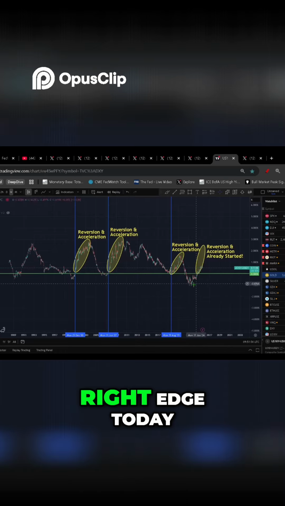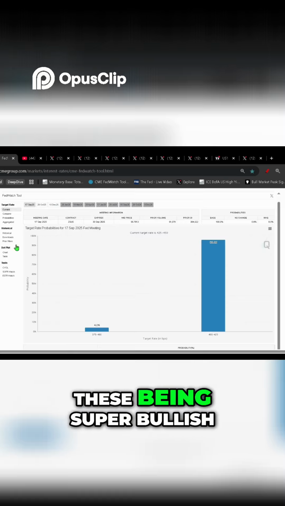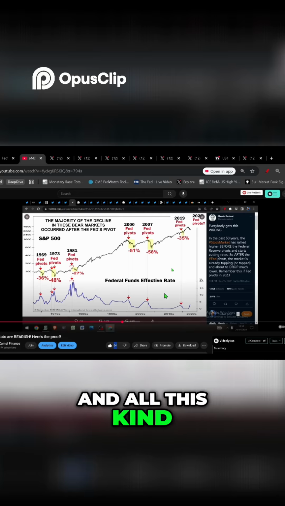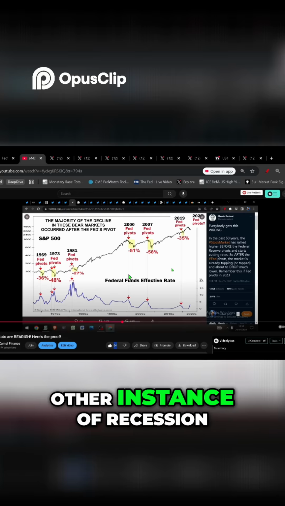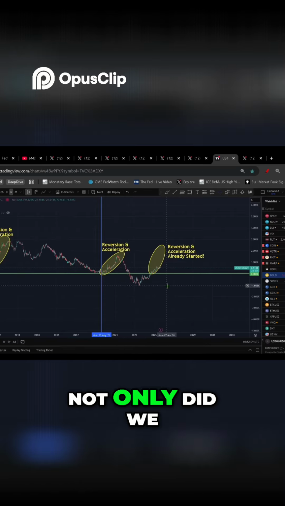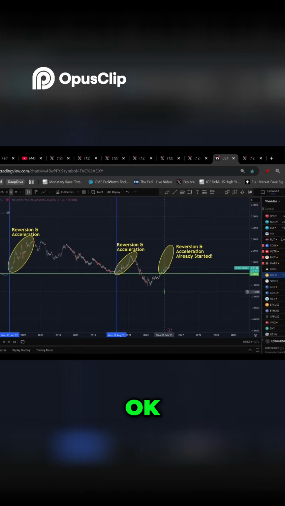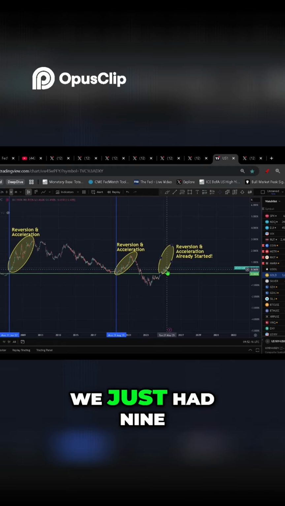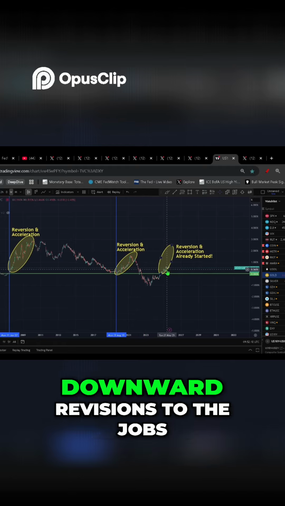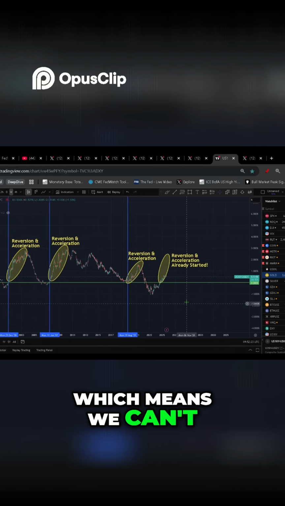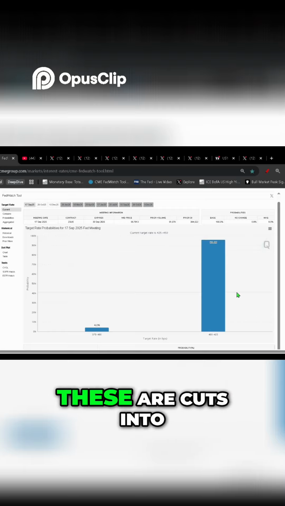But at the hard right edge today, everyone is talking about these being super bullish cuts and looking out 12 months, we're going to be at new all-time highs and all this kind of thing again. But just like every other instance of recession, and here's the key part, bear market for the stocks, not only did we have an inverted yield curve, okay, but we've got the labour market deterioration as per the weekend's deep dive videos. We just had 911,000 downward revisions to the jobs. Okay, so that is recessionary, which means we can't actually look at this and say, yeah, these are cuts into normalization and a soft landing. I don't think that is the case.